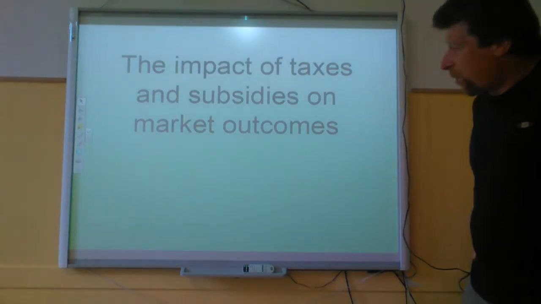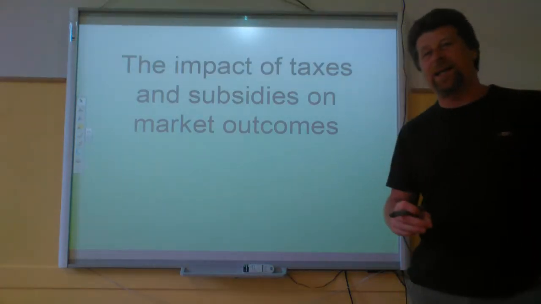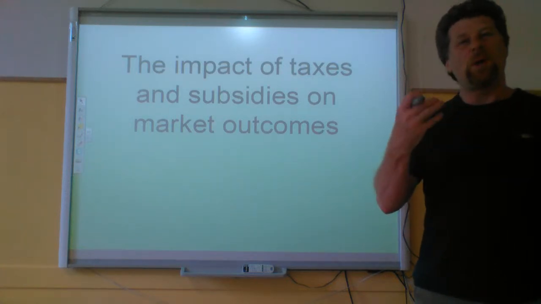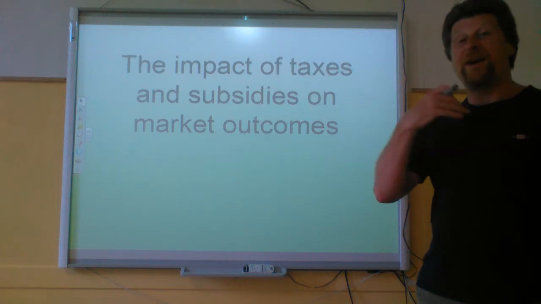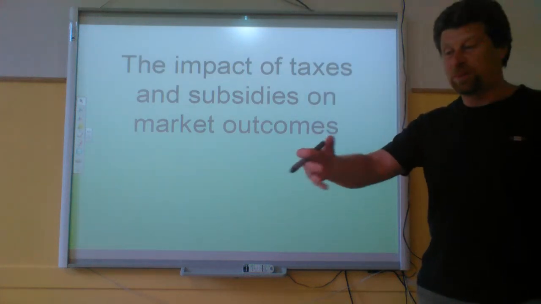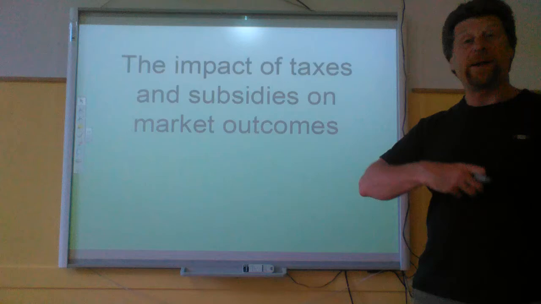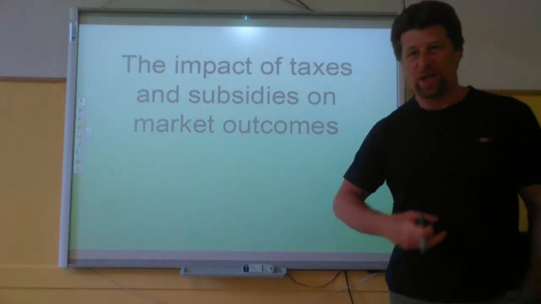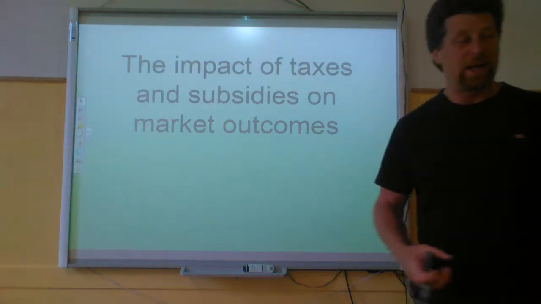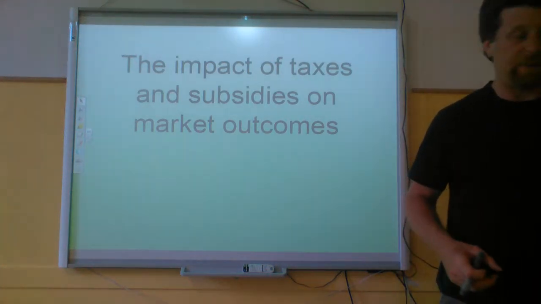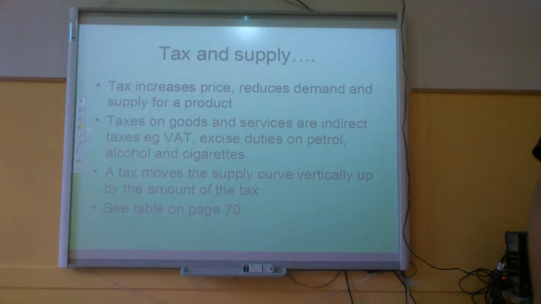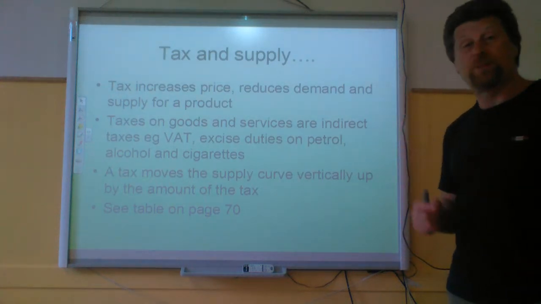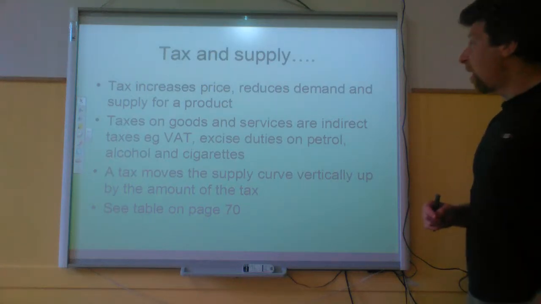Okay, today we're going to talk about the impact of subsidies and taxes on the market. So, what will change in the market if the government taxes products or services, or in fact subsidises them, gives the supplier more money for every product and service they produce. So first of all, we're going to look at tax increases on products and services.